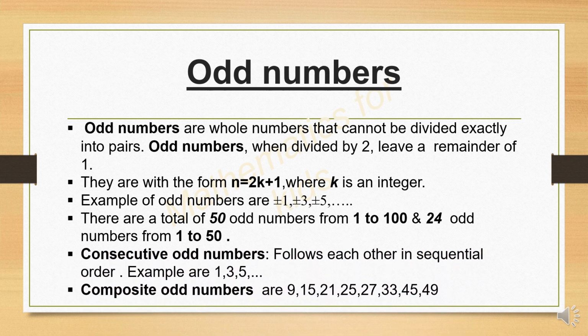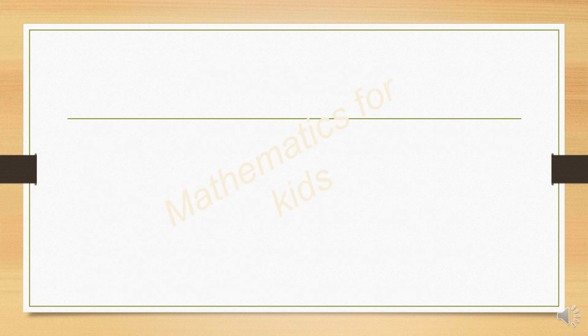There are two types of odd numbers which we are discussing here. One is consecutive odd numbers and the other is composite odd numbers. Consecutive odd numbers follow each other in sequential order, for example 1, 3, 5. Whereas composite odd numbers do not follow each other in sequential order, such as 9, 15, 21, 25, 27, 33, 45, 49 and 51 and so on.